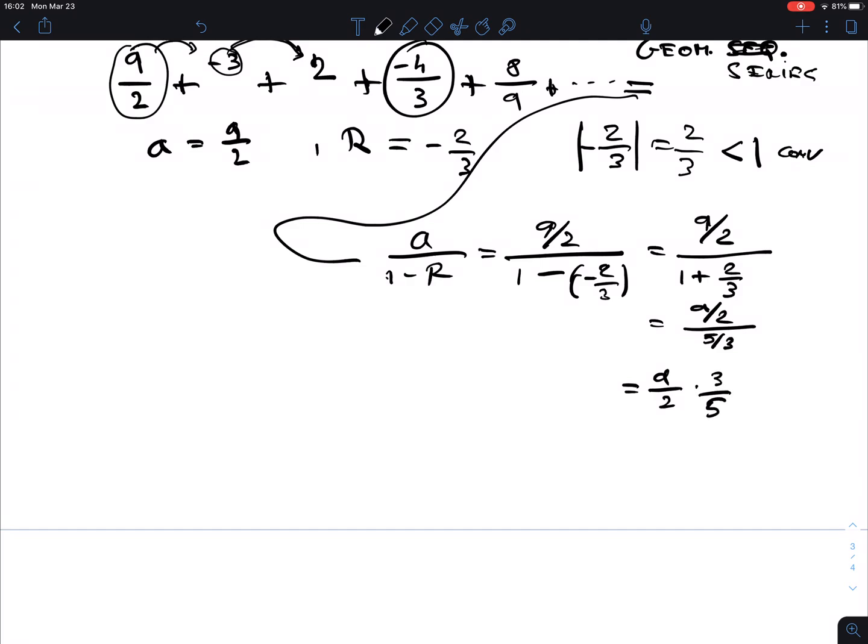Wait, did I do that correctly? For some reason I feel that I did something wrong, but it's right, right? Plus 2/3, 5/3. Yep. So that would be 27 over 10. Okay.